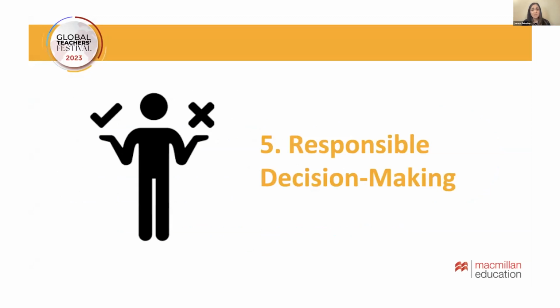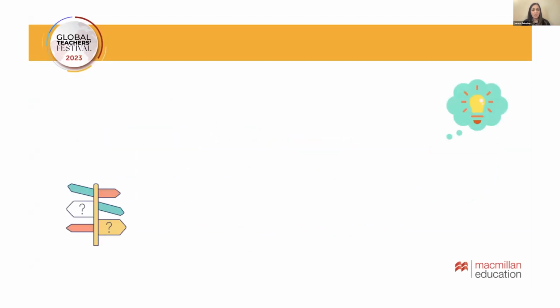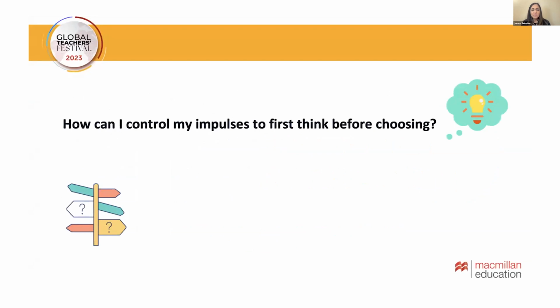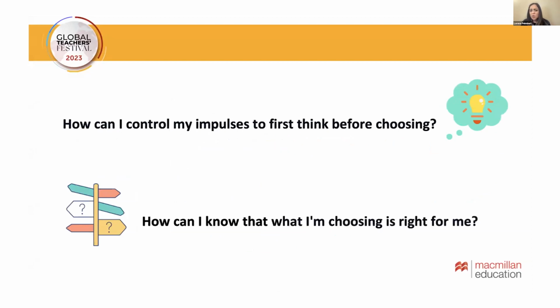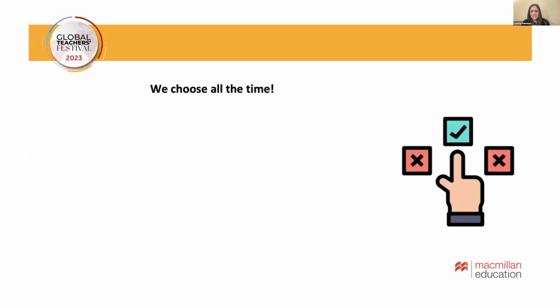And the last competency, responsible decision-making. So to develop this competency, we have to answer these questions. How can I control my impulses to first think before choosing? And how can I know that what I'm choosing is right for me? Oh my God, to make a decision, right? It's difficult, but we're choosing all the time. From the moment we wake up to the moment we go to bed, we are choosing, right?